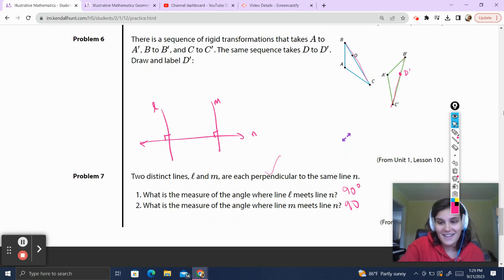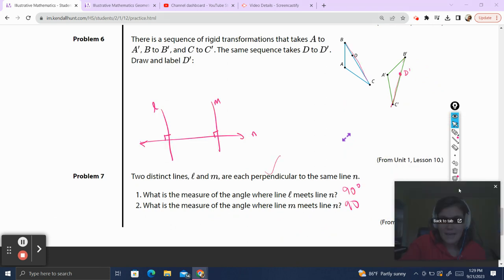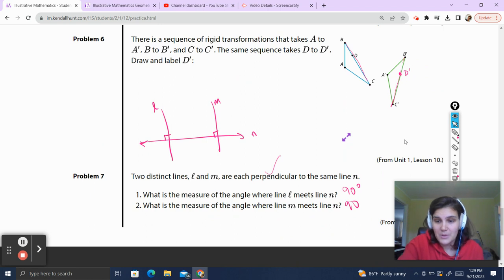Sometimes the questions that they ask are just as simple as they seem. So we've got to make sure to read the question carefully and figure out what the image looks like. And then it's as simple as it is. Perpendicular means it intersects at a 90-degree angle, and so those angles are both 90 degrees.